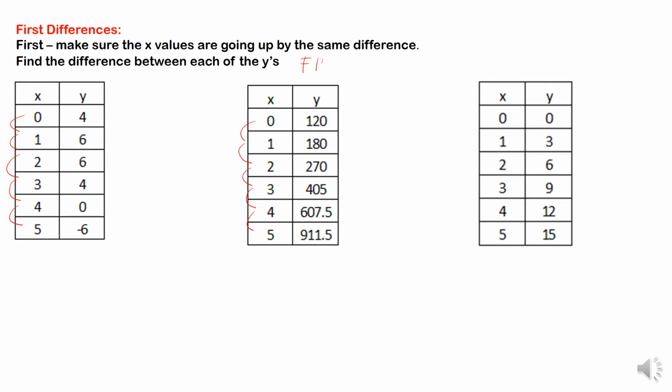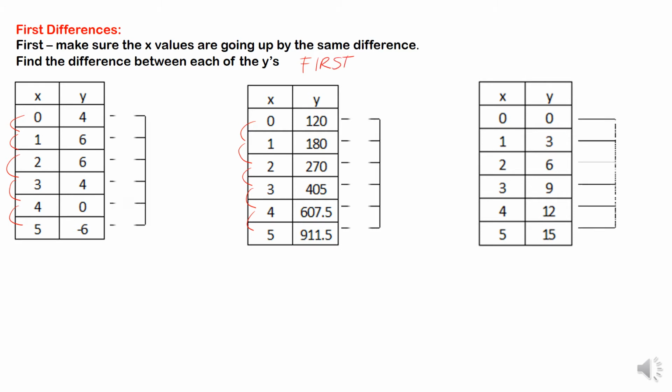Okay, now we're going to find the first differences. We find the difference between each of the y's. So 4 to 6 is 2, 6 to 6 is 0, 6 to 4 is negative 2, 4 to 0 is negative 4, and 0 to negative 6 is negative 6.